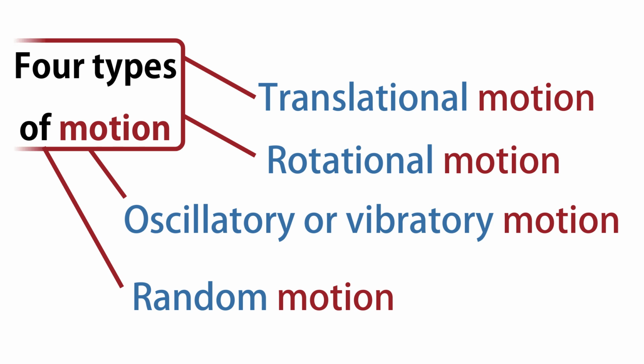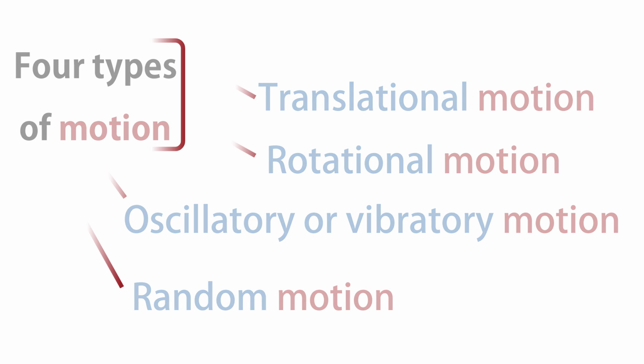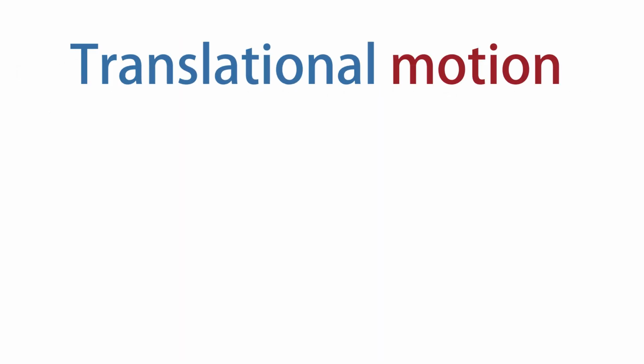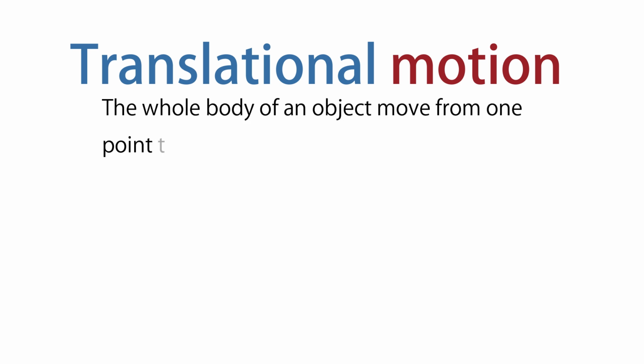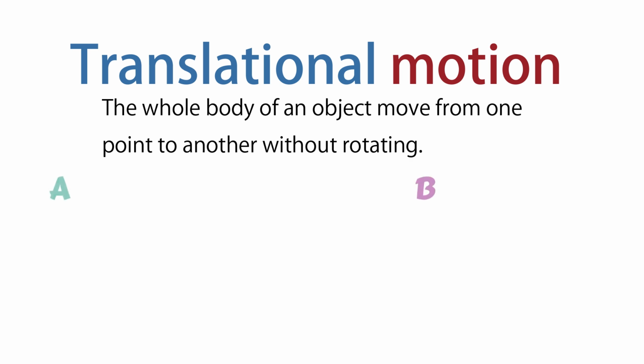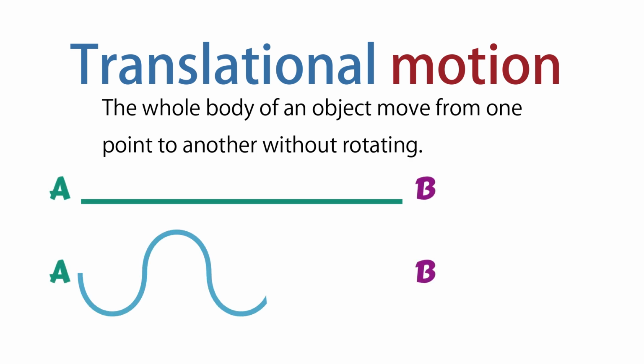So let's discuss them one by one. The first one is translational motion. In translational motion, the whole body of an object moves from one point to another without rotating. And this movement may be in a straight path or curved path.